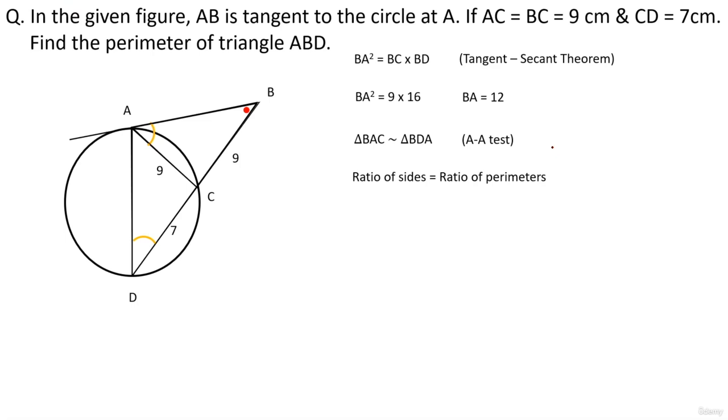Because ultimately you are adding the same sides. Okay, 3x, 3y, 3z. Okay, x plus y plus z और 3x plus 3y plus 3z, उनका भी रेशियो क्या होगा, basically 3 होगा, right? So ratio of sides is same as ratio of perimeters.